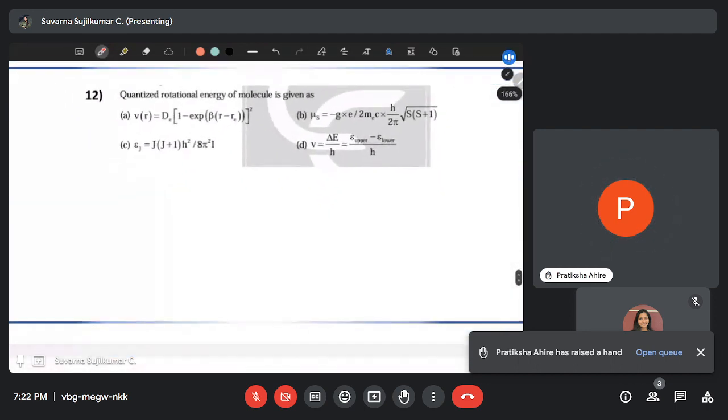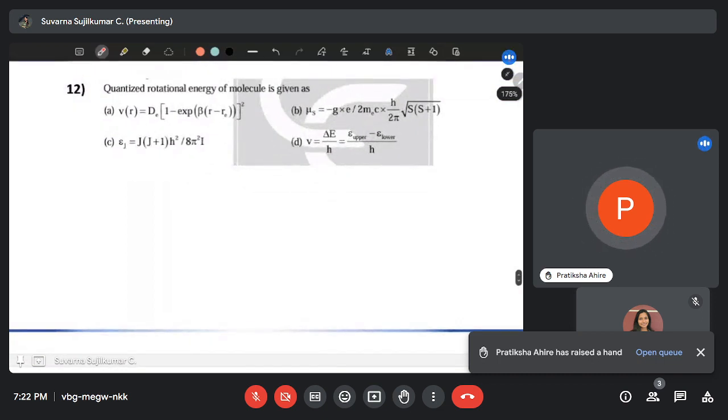So the next question: the quantized rotational energy of the molecule is given as. What is the expression for the rotational energy level of a molecule? That's the meaning of this question. A simple rotational motion of a molecule in a rigid rotor approximation. No need to worry about the non-rigid rotor in the framework of the rigid rotor approximation.